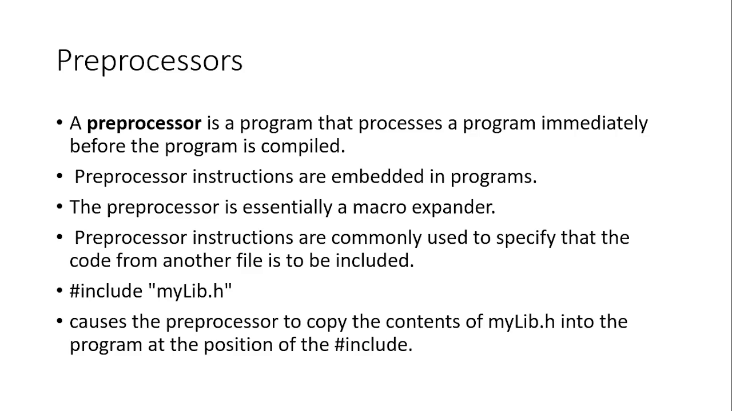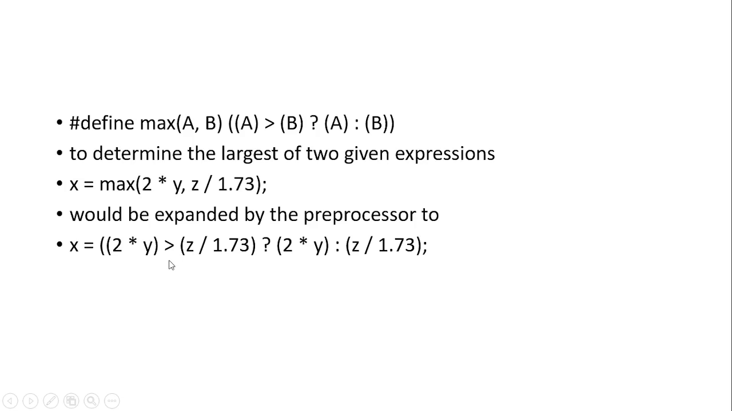Other preprocessor instructions are used to define symbols to represent expressions. For example, we can use #define max(a, b) as a greater than b, then a, otherwise b. That is to determine the largest of two given numbers. So max is defined this way, using the hash, which is a preprocessor directive.